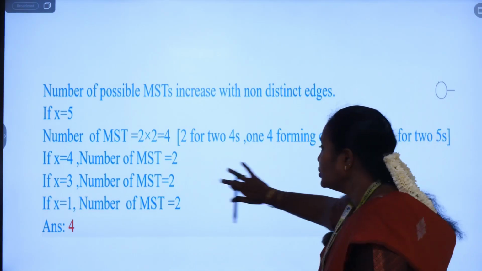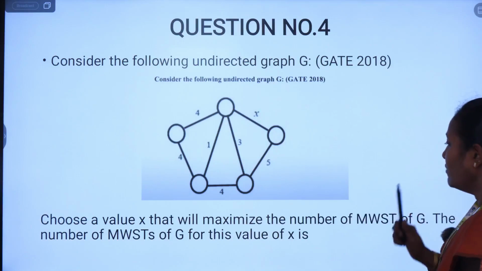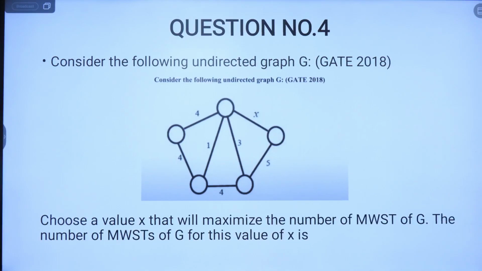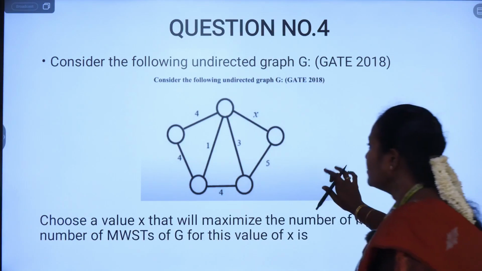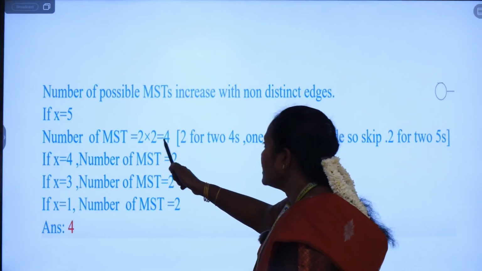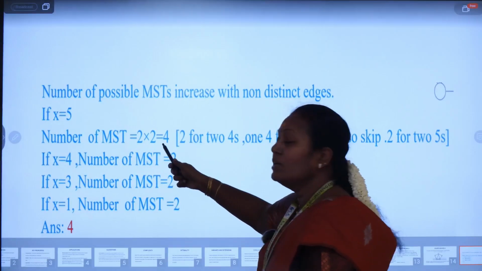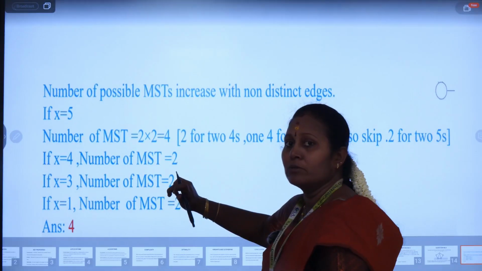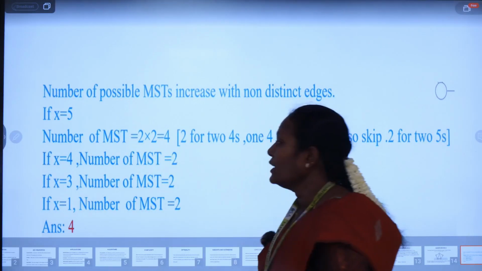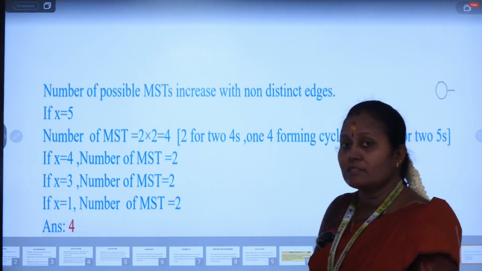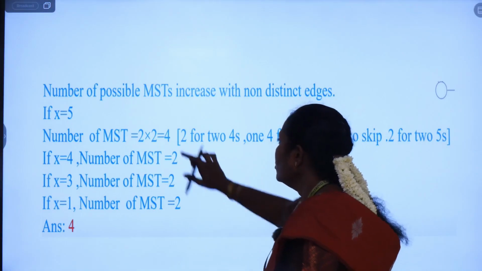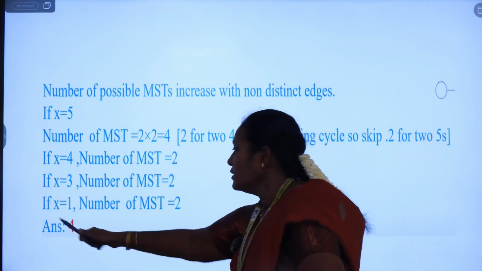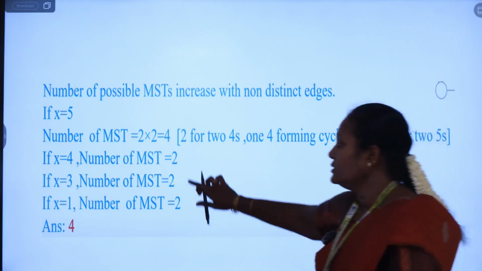Therefore, what is the question here? The question is to choose a value of x that will maximize the number of minimum spanning trees. Which will maximize? If you are taking x is equal to 5 only, it will maximize the count of the minimum spanning trees. Therefore, you are going to take x is equal to 5. If you are taking x is equal to 5, how many spanning trees are you getting? You are getting 4. This is the correct answer. Therefore, your answer for this question is 4.